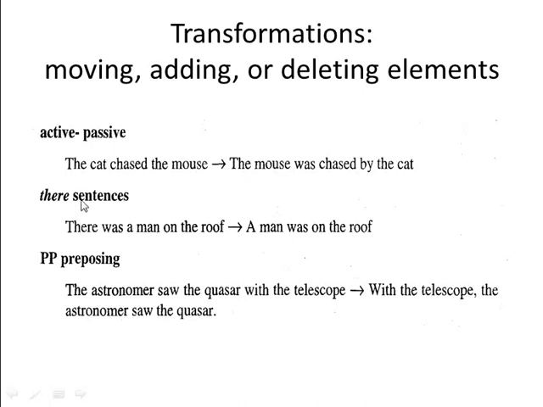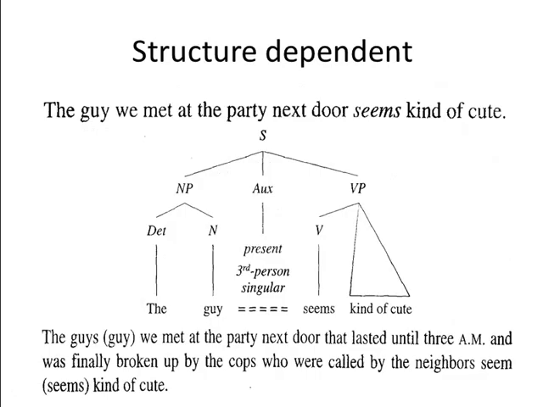And also if we change the sentence "There was a man on the roof" to "A man was on the roof," we delete "there" and we move "was" to after the subject. Or prepositional phrase preposing: The astronomer saw the quasar with the telescope. With the telescope, so we move the prepositional phrase to the front. Okay, so this is what we call transformation. Transformation can be done by moving words, adding words, or even deleting words or components in a sentence.